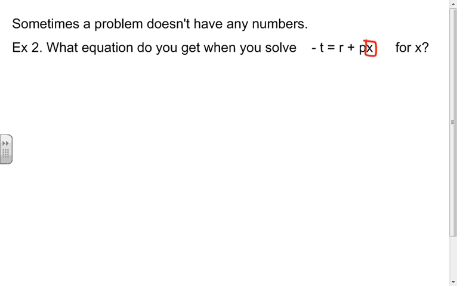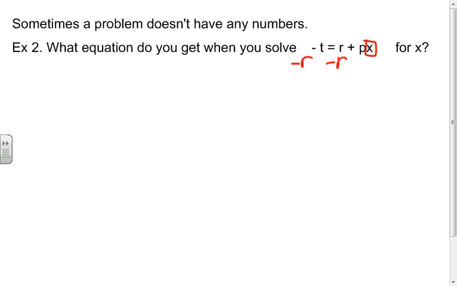Okay, so x is my variable. It's being multiplied by p, and r is being added to it. So we need to get rid of those two things. Which one do I deal with first? The r, because it's farther away. This is a positive r, so I need to subtract r from both sides of the equal sign.